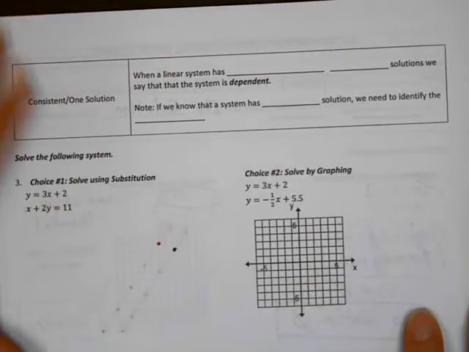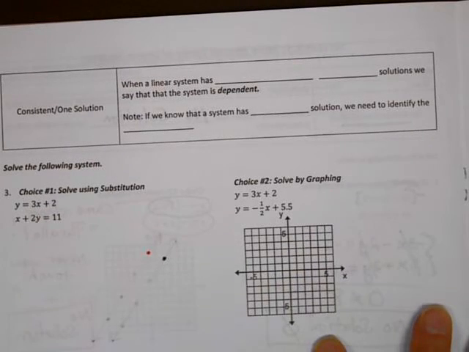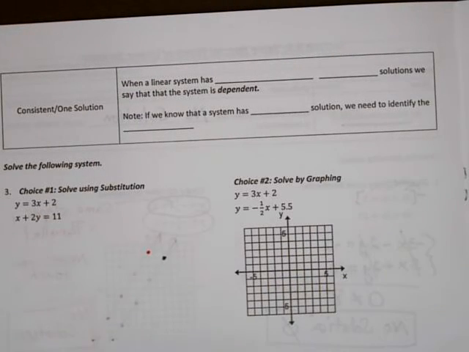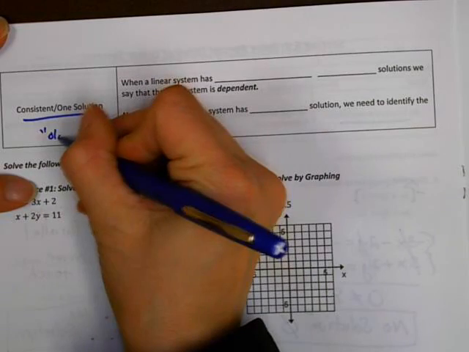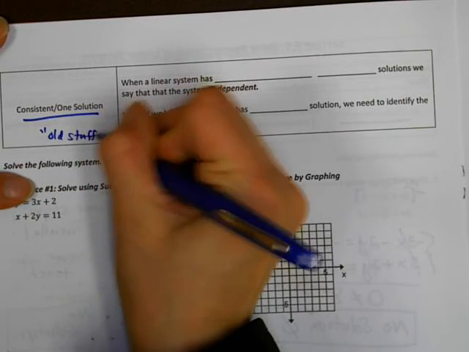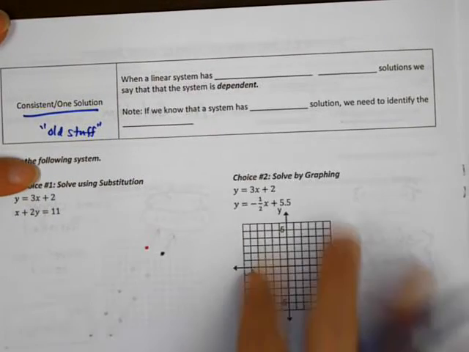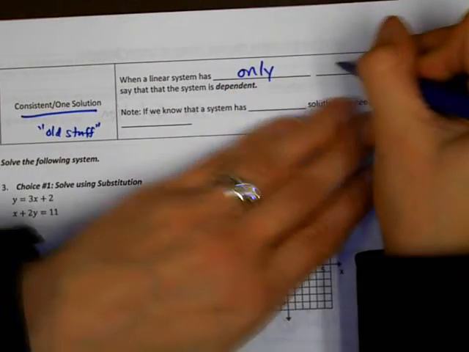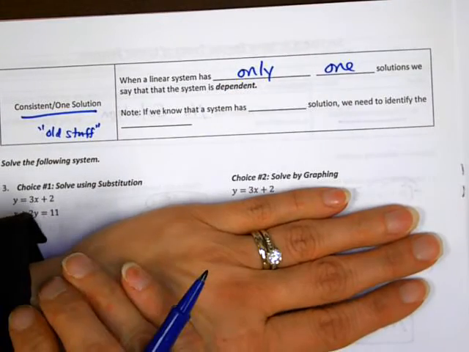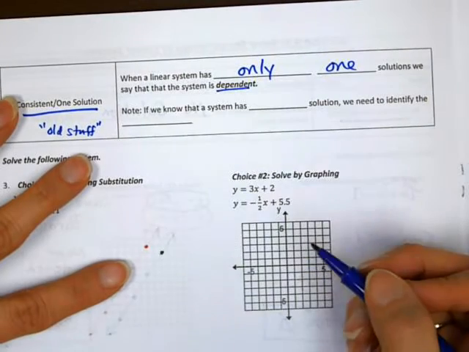Consistent, or one solution. This is kind of what we've been doing all along. A consistent system has one solution. So I'm just going to say this is the old stuff. That's what we've been studying this whole time. A linear system has only one solution. We say that it is dependent.